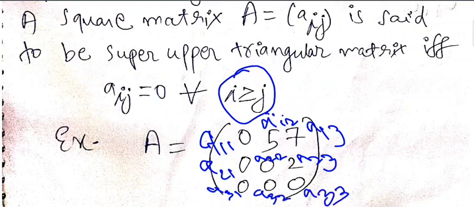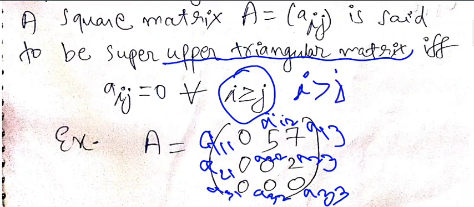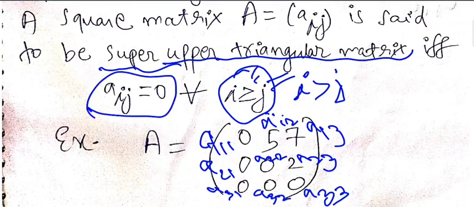So super upper triangular, what is the difference between upper triangular and super upper triangular? For upper triangular matrix, i greater than or equal to j was not there, it was only i greater than j. But for super upper triangular, it has become i greater than or equal to j. So additionally diagonal elements will also become 0. Aij equal to 0 for i greater than or equal to j.